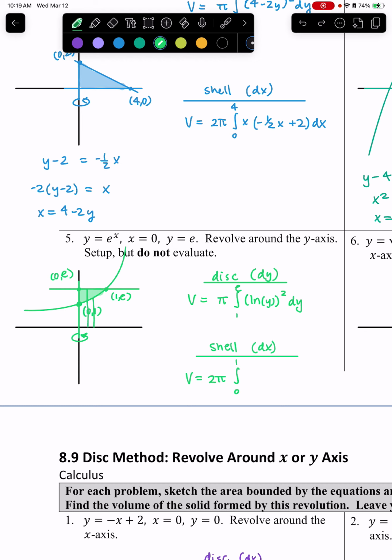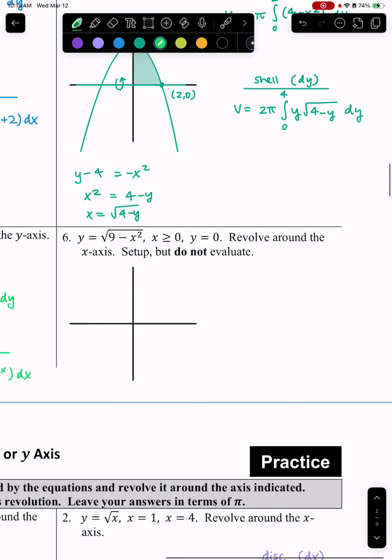So the top line is all the way up at y equals e. This line right here is our e to the x. So if we subtract e minus e to the x, that's going to leave us with the height of our cylinders. So our radius is x, and our height is e minus e to the x dx.